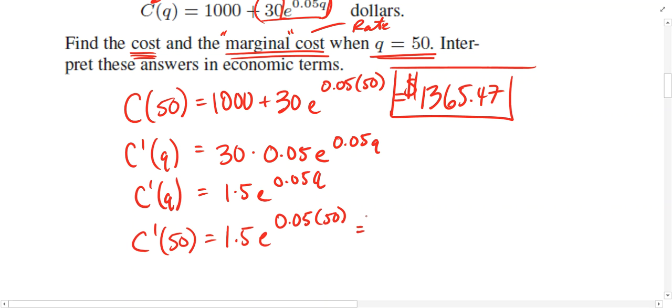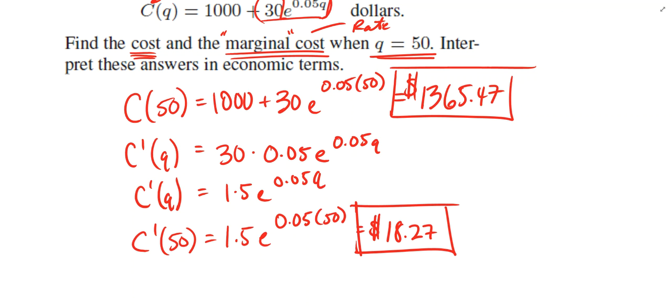Here's the setup and the result off the calculator, $18.27. So whatever the object is that's being created in this problem, if we make 50 of them, the cost per unit is $18.27. Now I do actually need to backtrack a little bit.